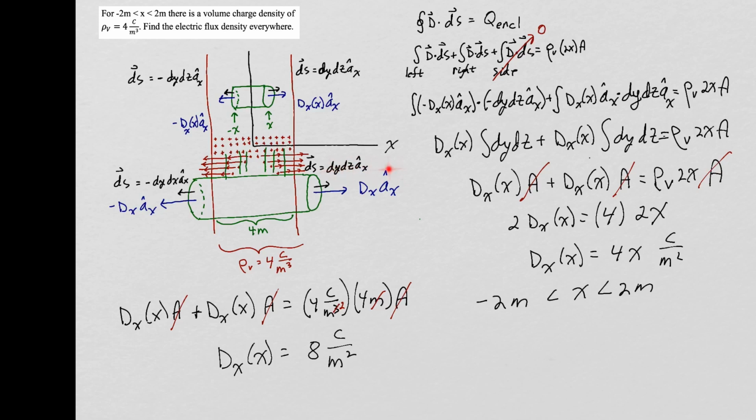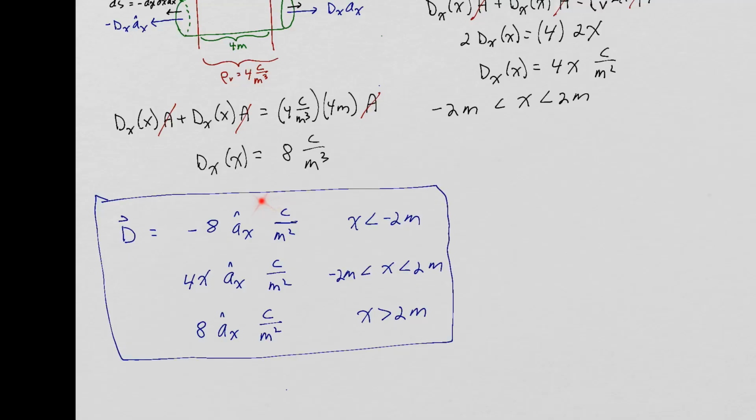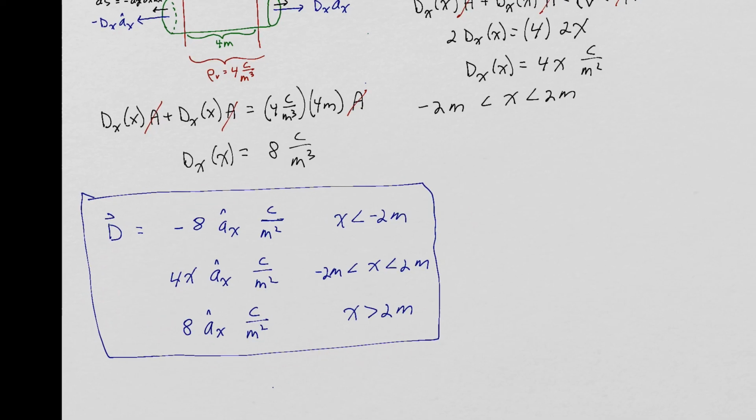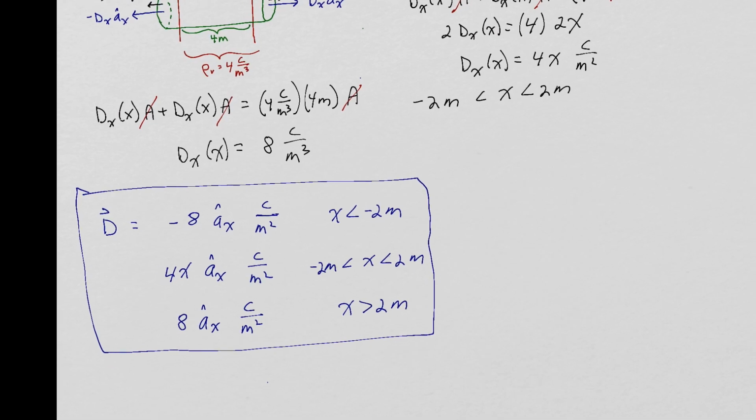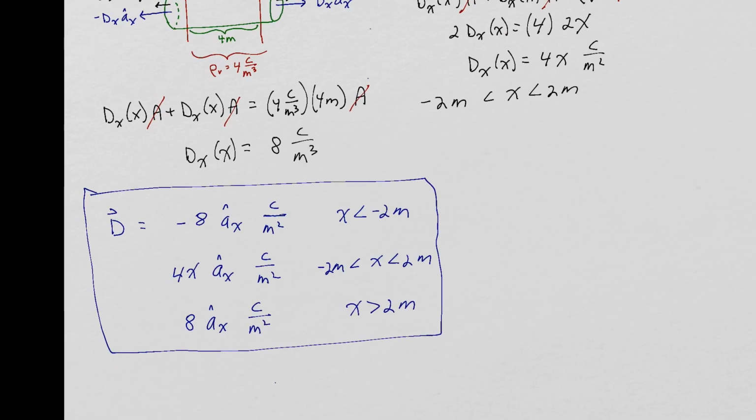So let's collect all our results. So here is the final result. Now, if I had asked you for the electric field intensity instead, all you have to do is divide the electric flux density field by the permittivity of free space.